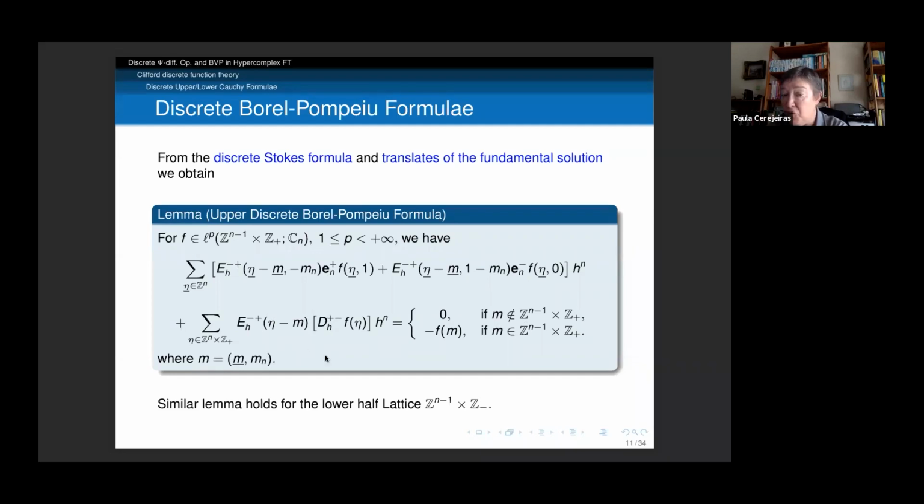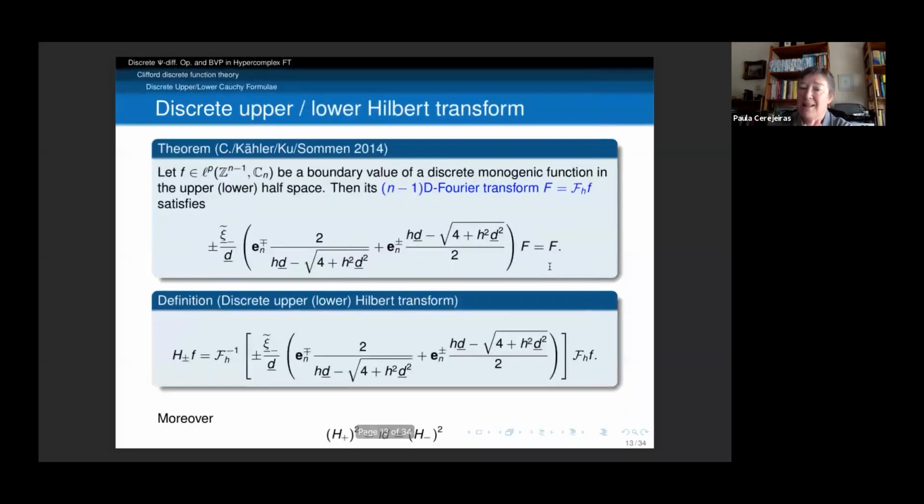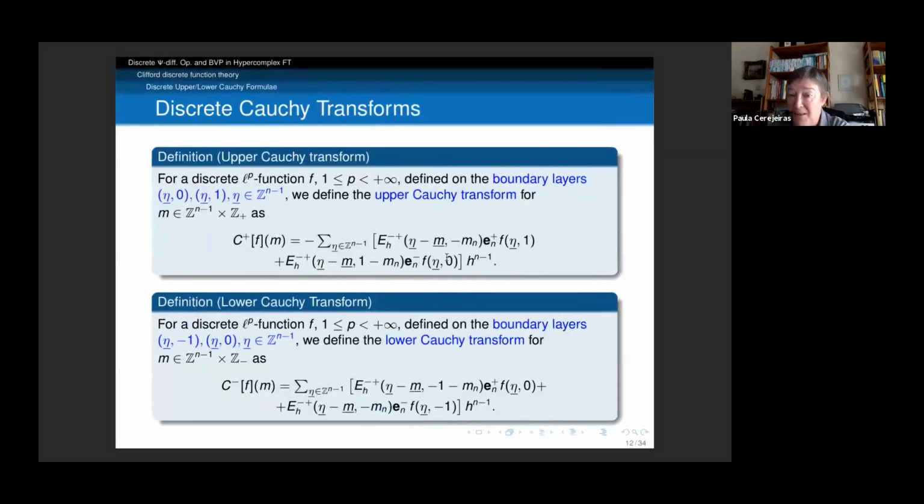And so if the function is monogenic in the discrete sense, so if this operator is 0, then you retrieve the Cauchy formula, the upper Cauchy transform, which depends on the values of the function that you assign in the 0 and 1 layers, nothing else. So with this, before passing to the other, it's better to say something.